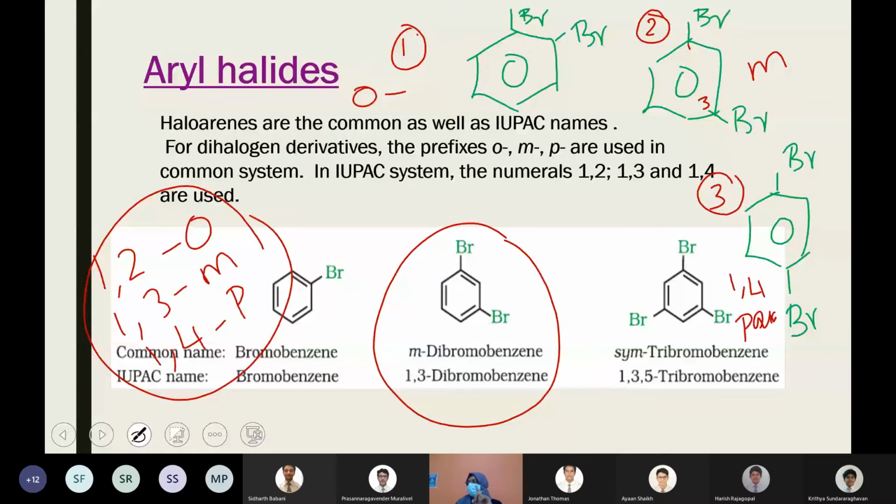So we started with monohalo compounds, where if there is only one halogen, the common name and IUPAC name are the same: bromobenzene, chlorobenzene, iodobenzene. When there is only one halogen, there is no confusion, both the common name and IUPAC system are the same. But when it is a dihalo compound, that is 2 halogens on the benzene ring, then it can be of 3 different isomers, ortho, meta and para in the common naming system, or if it's IUPAC, it will be 1, 2, 1, 3 and 1, 4.